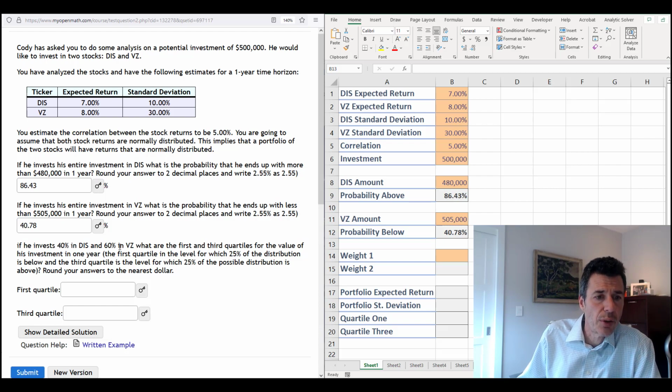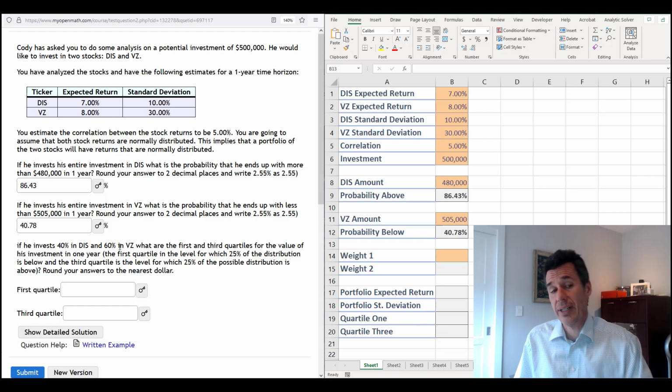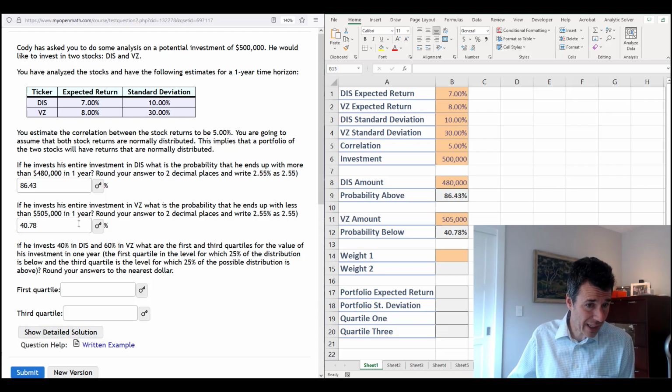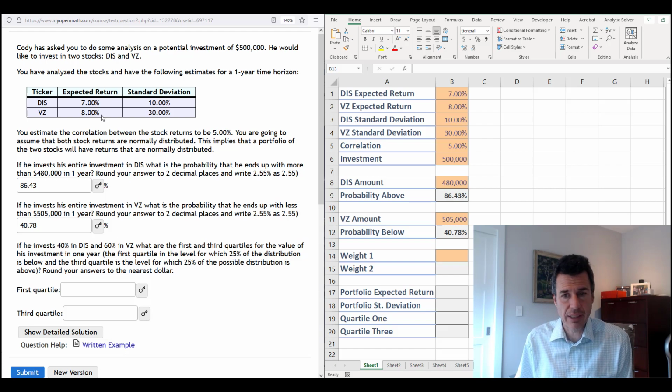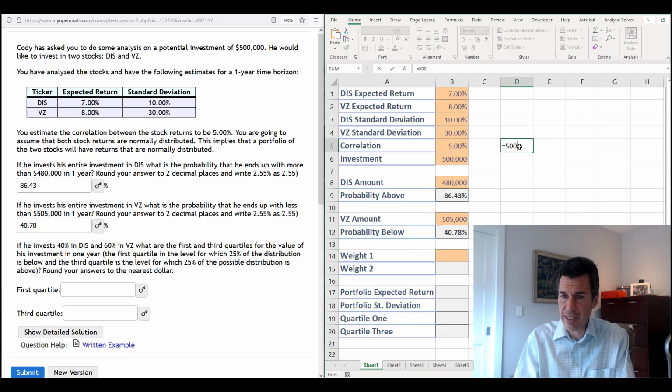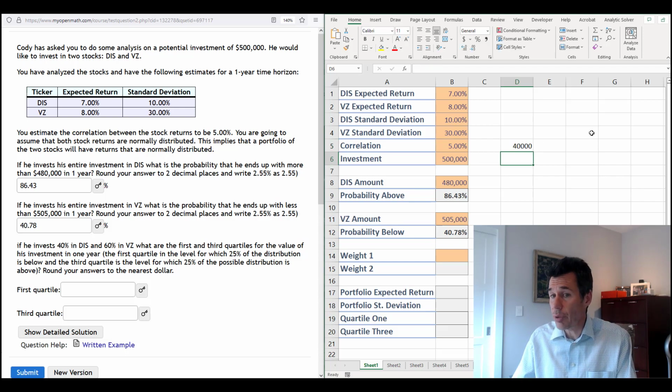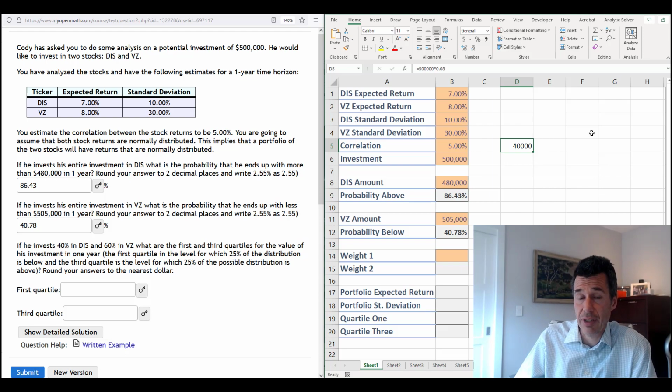So in the first part, we think we have an 86.43% chance. If we make this investment right now, $500,000 in Disney, we have an 86% chance of ending up with more than $480,000 in a year. If we do the entire investment in Verizon, we have a 40.78% chance that we end up with less than $505,000. On average, in the second one, we expect to end up with a return of 8%. So $500,000 times 0.08 is $40,000. We expect to have $540,000 in a year if we invested everything in Verizon.